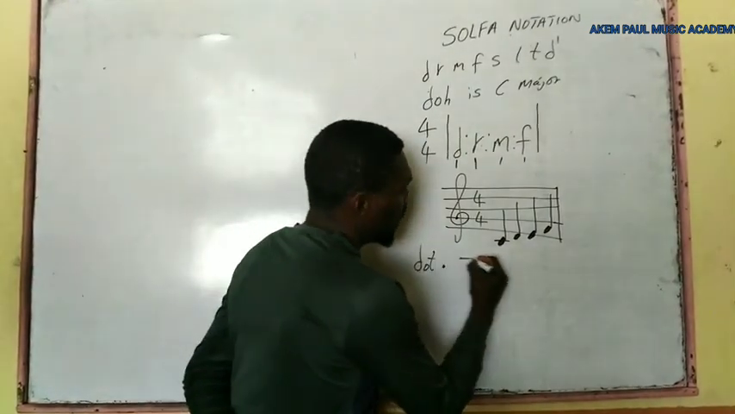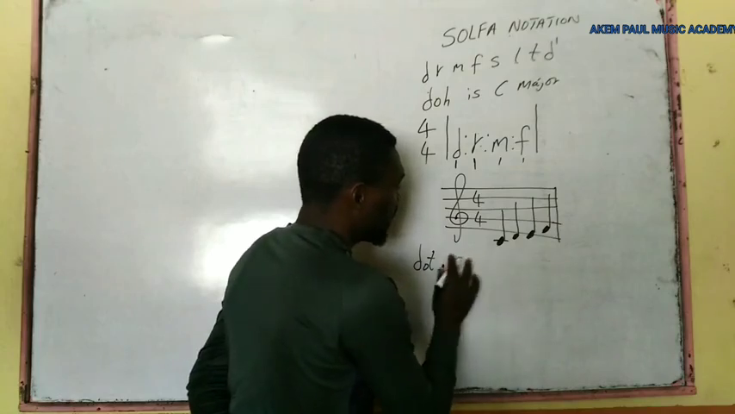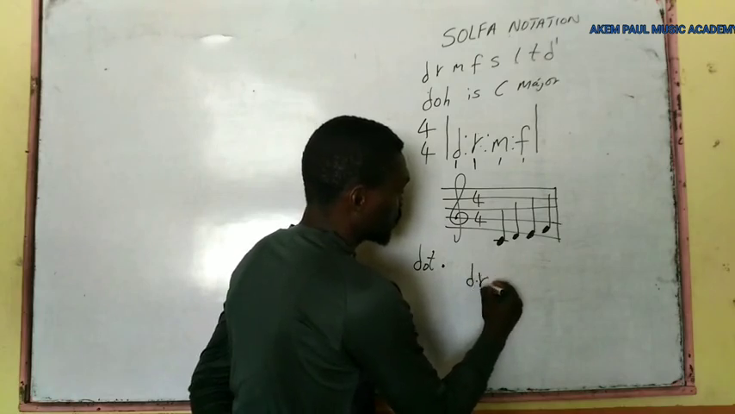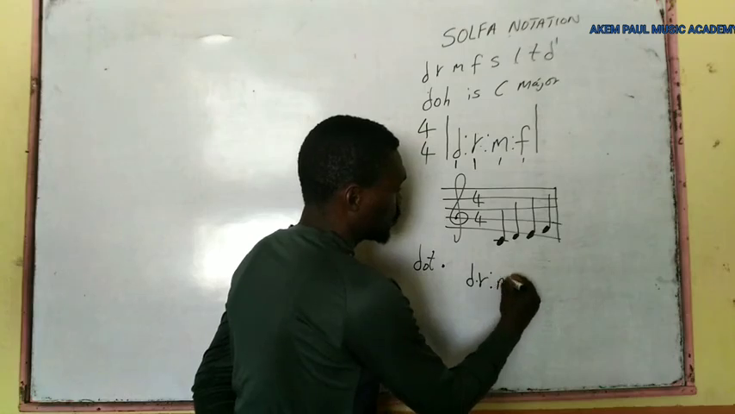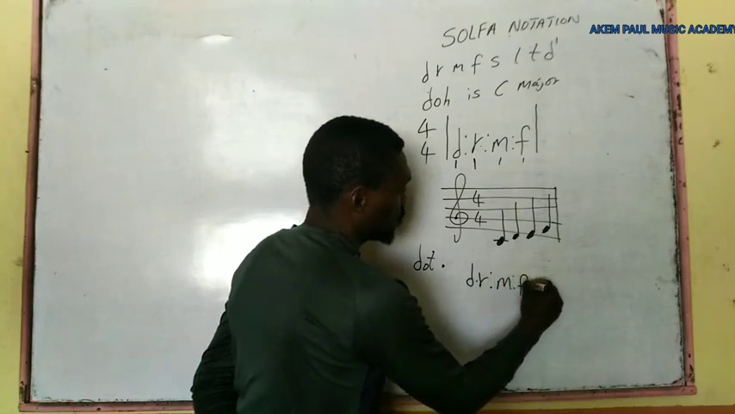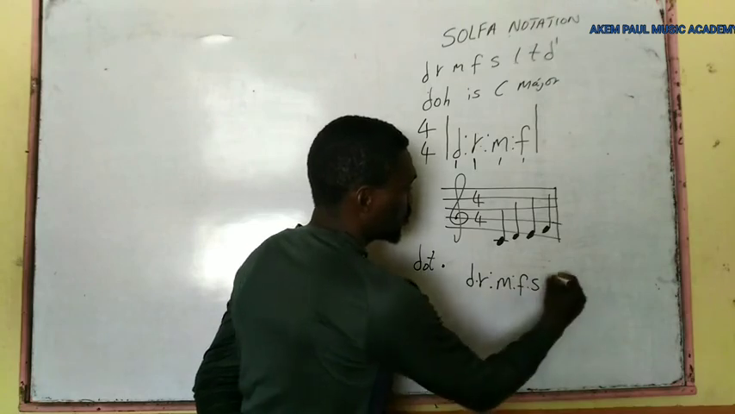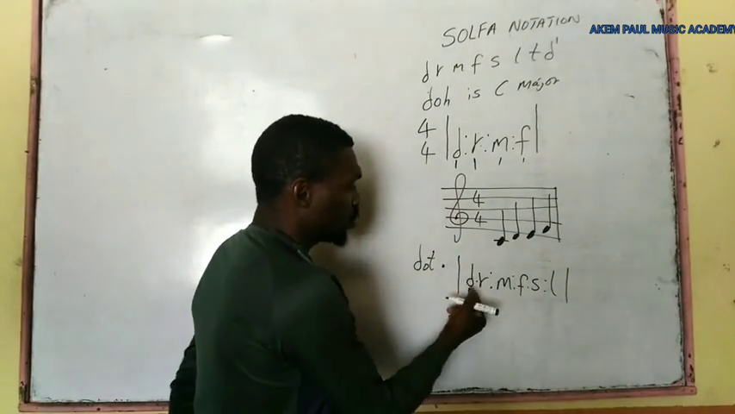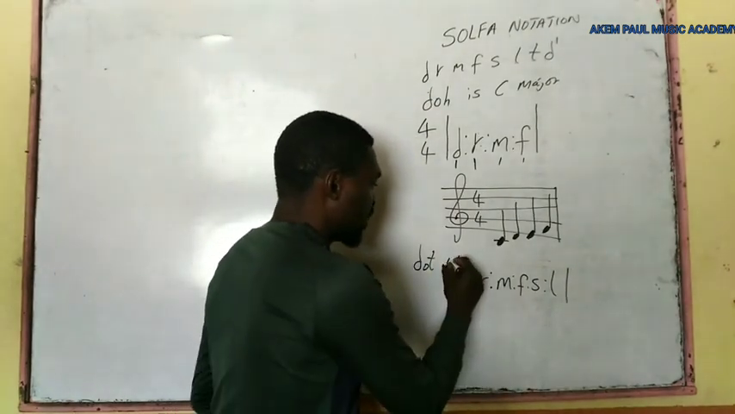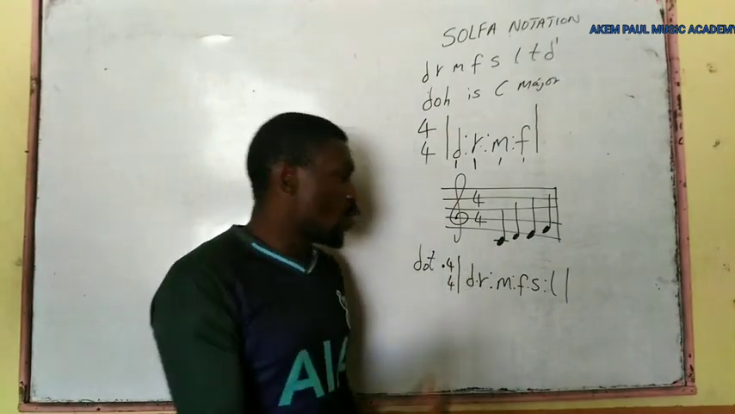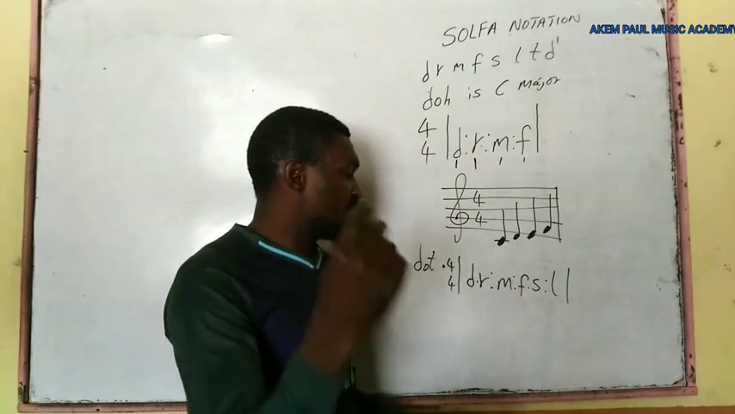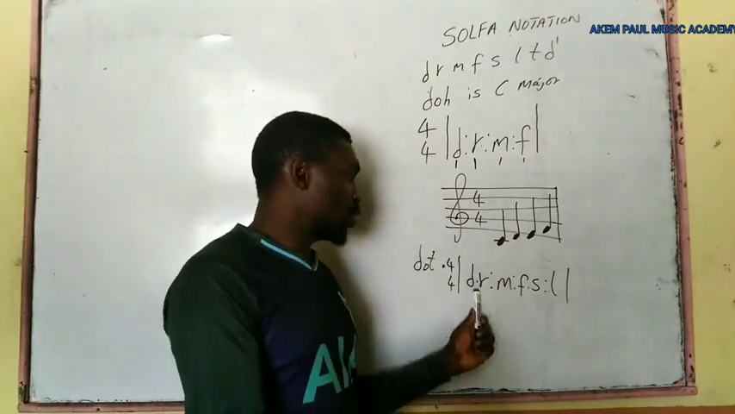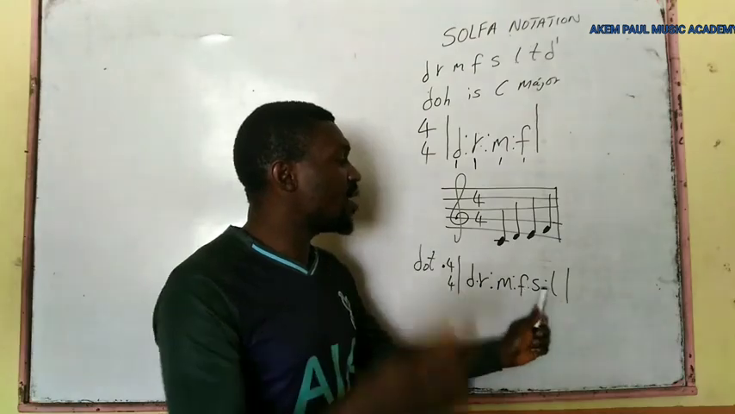Now look at it here. If I have a note written like this, now I have my beats. Remember, I said we were using 4, 4. So I have 1, 2, 3, 4. I have do, re, mi, fa, sol, la. Do, re, mi, fa, sol, la.